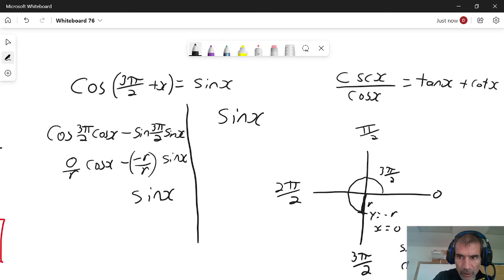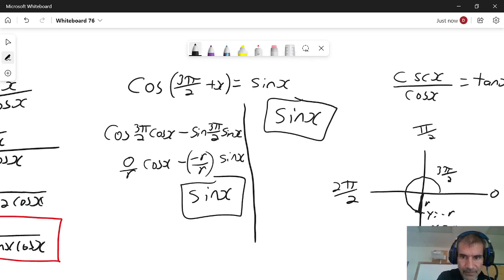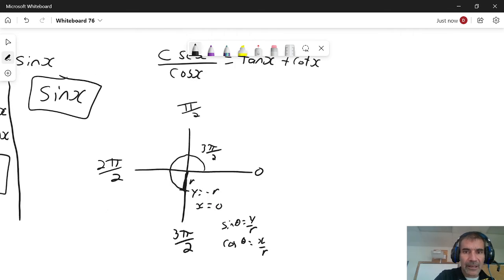So maybe you want to pause this here. This is our proof that the cosine of 3 pi over 2 plus x is equal to the sine of x. As you can see, they're the same. Okay, now let's prove this third one.